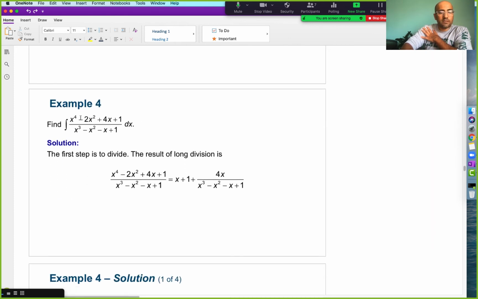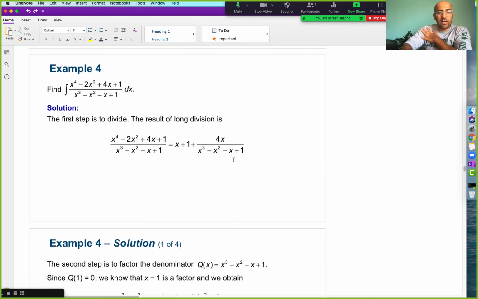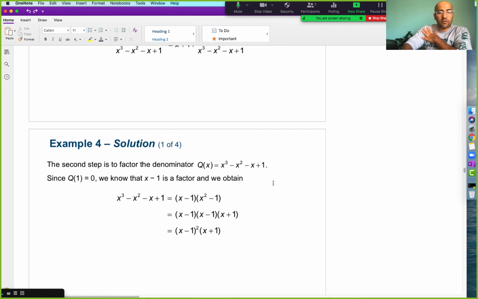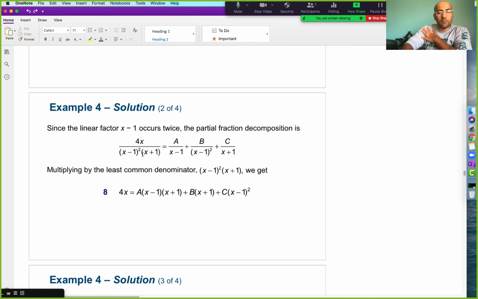Okay, so because the polynomial in the numerator has a degree that's higher than the polynomial in the denominator, that's our clue to do long division, polynomial long division. After you do long division, it turns into this. Good. And then we factor the denominator. Once we factor the denominator, we know that the denominator turns into this. Good. So then we can do partial fraction decomposition to be able to break it up into this.